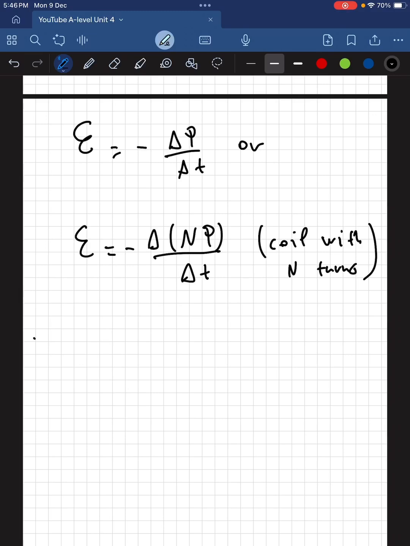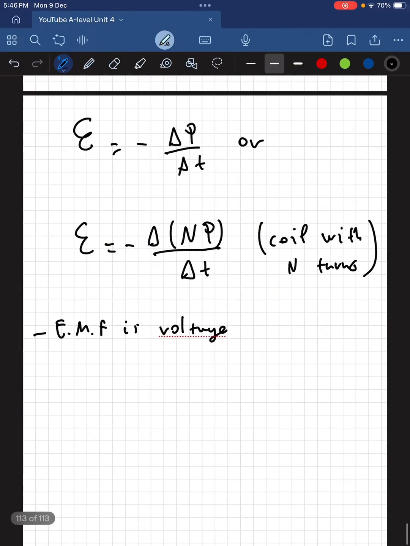So now what is EMF? EMF is voltage. So we kind of get a battery of some sort. EMF is measured in units of voltage.